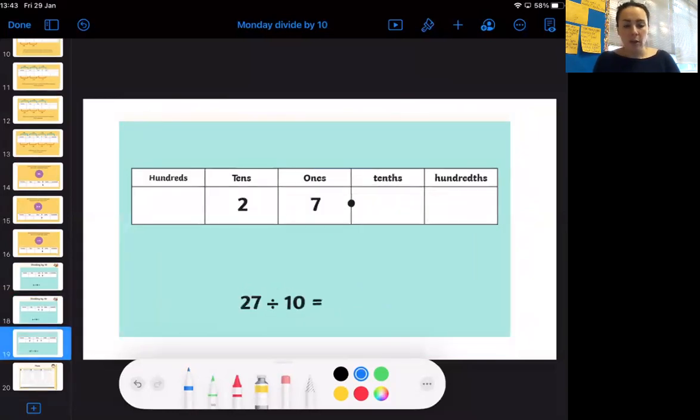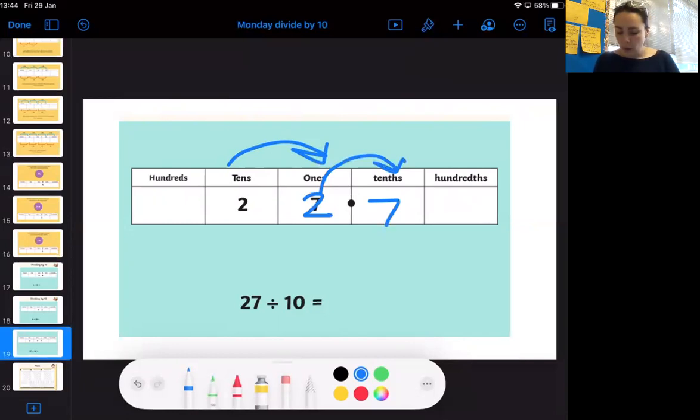Here I have a 2-digit number and we're going to divide it by 10. We need to move the 10s across one space to the right and the 1s across one space to the right to make the number 10 times smaller. So we are left with 2.7. So the answer is 2.7.